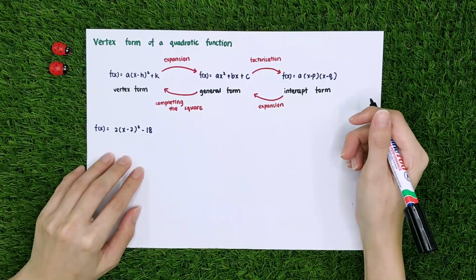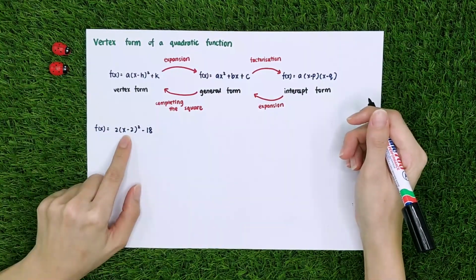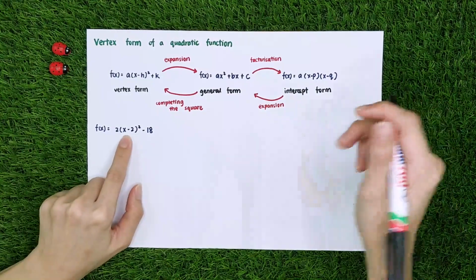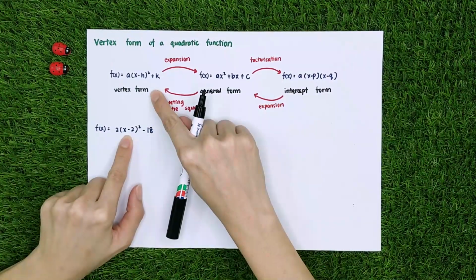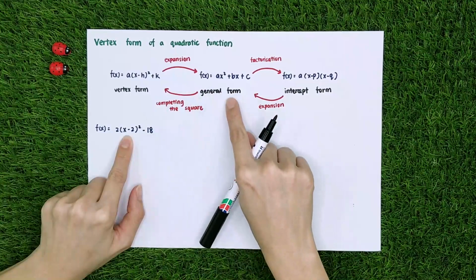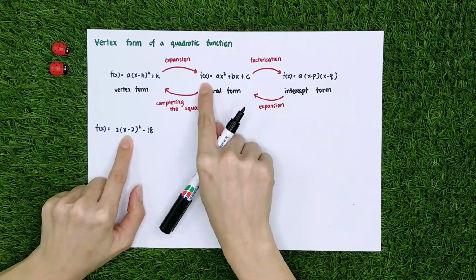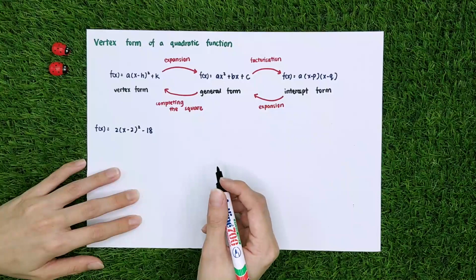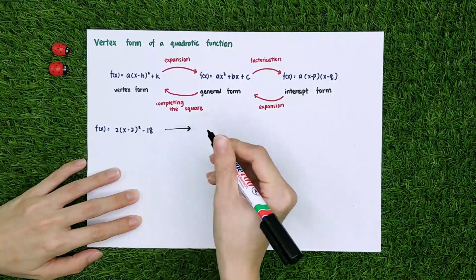Let me show you an example. This is 2(x - 2)² - 18, which is in vertex form. Now, how can we change it to the general form? That means we have to do expansion. Now I will expand this vertex form to a general form.